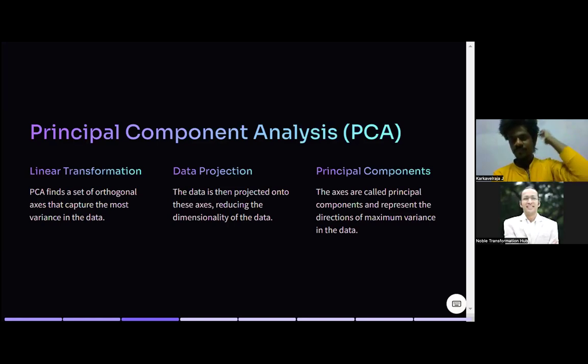So the axes are called the principal components, and they represent the direction of maximum variance in the data. Those are called principal components. That's why it is called principal component analysis. The nomenclature comes from there, okay?